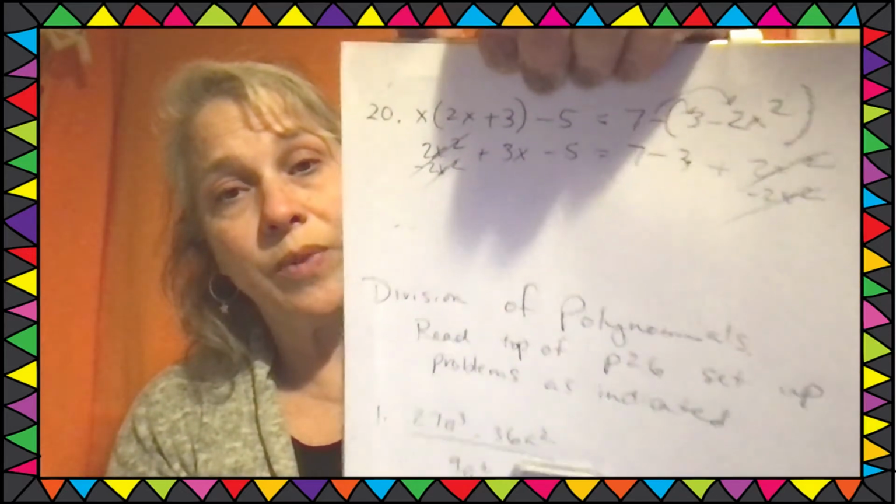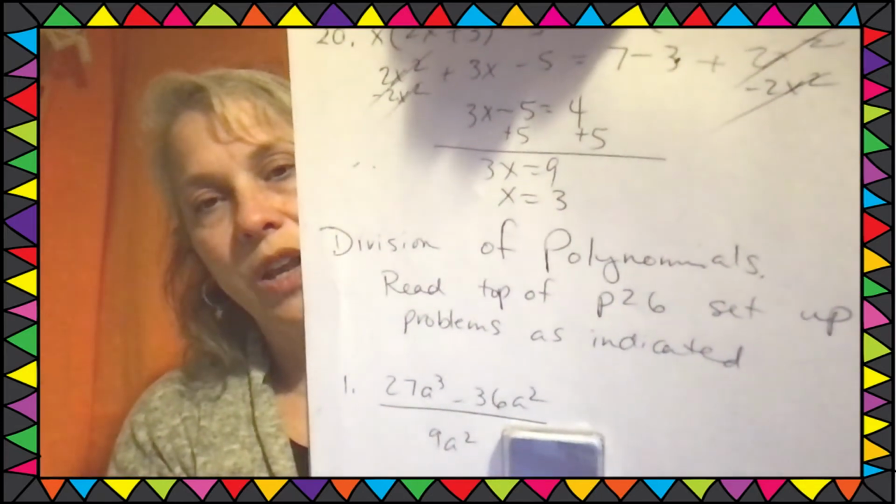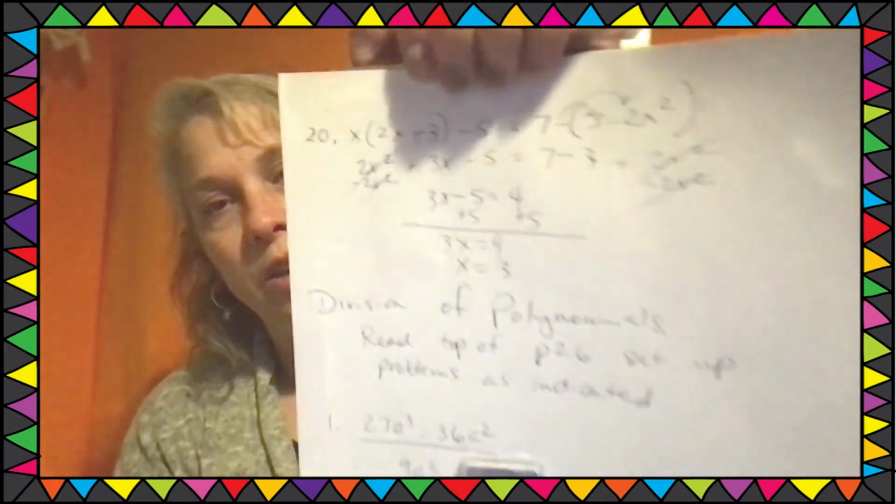All right, now I have 2x squared on each side. So if I subtract 2x squared from both sides, both of those are going to cancel to 0. So subtract 2x. So now I can get rid of those, and I'm left with 3x minus 5 equals 7 minus 3, which is 4. So now add 5 to both sides, and I get 3x equals 9. So x equals 3. That is solving. Now you verify by plugging that in the original equation and do it out. All right, we're moving on. If you need time, you can stop the video.